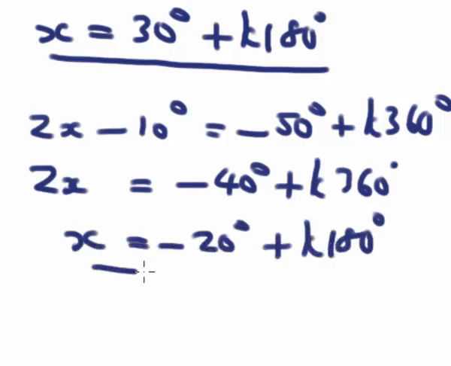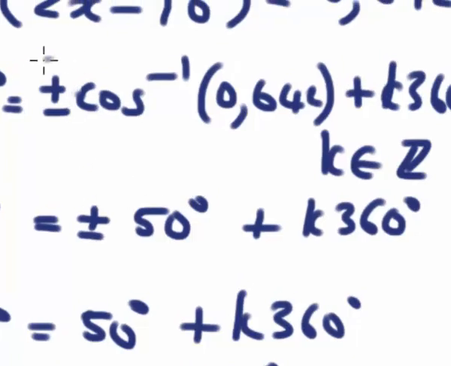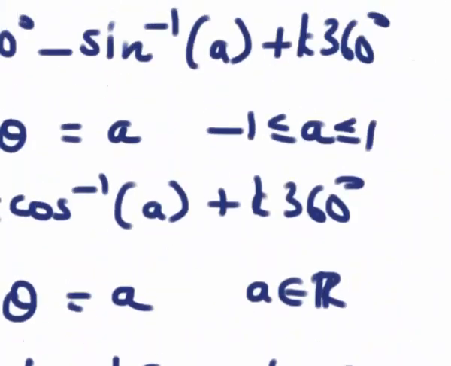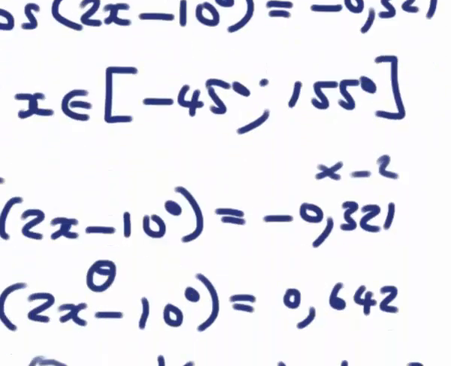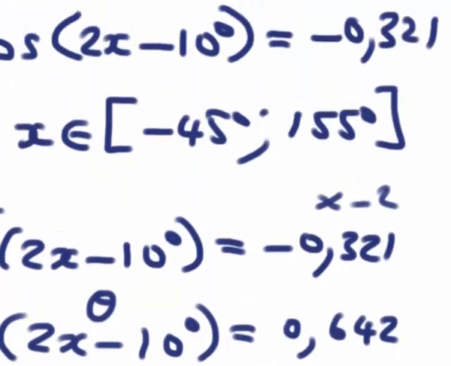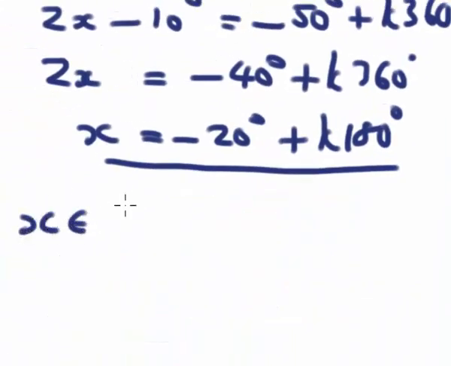There are two general solutions given to us. So remember, with cos, don't forget this. It's important to always put the plus minus there with the cos. Okay, good. And then they've given us a restriction as well, which said we've got our general solutions. The restriction said from minus 45 to 155. So we've got x is going to be from minus 45 to 155.